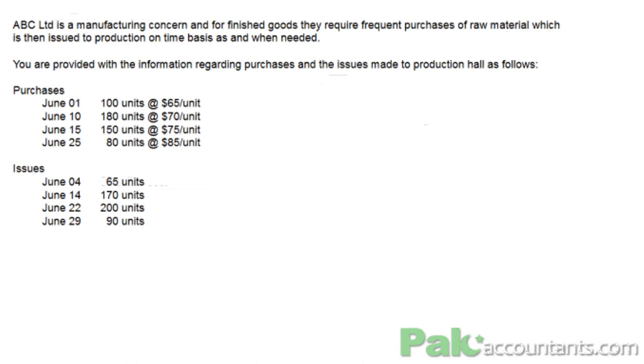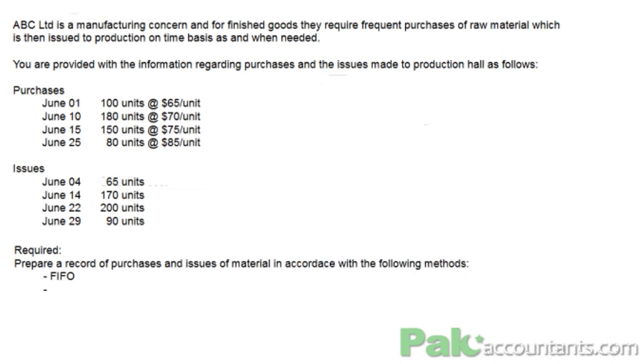Required. Prepare a store ledger card or bin card, whatever. Prepare a record of purchases and issues of raw material or material in simple words in accordance with the following methods. Okay, and for that we have FIFO, we have LIFO, and we also have FCO. Okay, let's start with FIFO first.